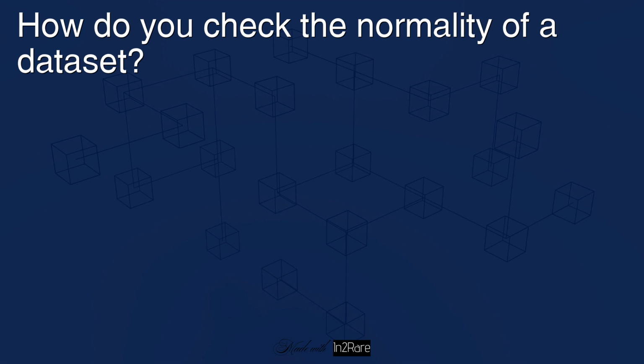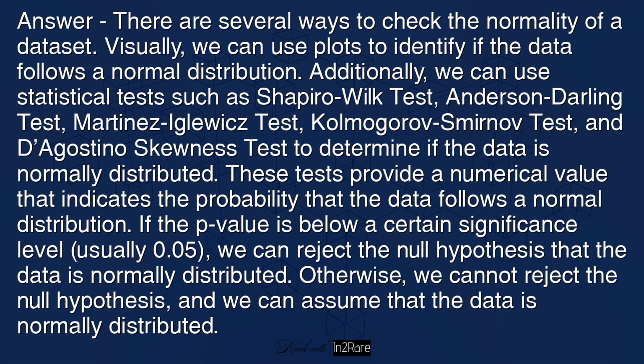How do you check the normality of a dataset? Answer: there are several ways to check the normality of a dataset. Visually, we can use plots to identify if the data follows a normal distribution. Additionally, we can use statistical tests such as Shapiro-Wilk test, Anderson-Darling test, Martinez-Iglewicz test, Kolmogorov-Smirnov test, and D'Agostino skewness test to determine if the data is normally distributed.